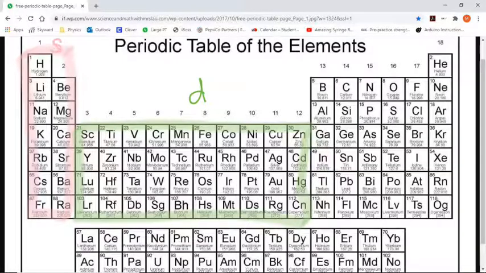It's taking me a minute to pick out some different colors. And at the bottom, we have the F block.